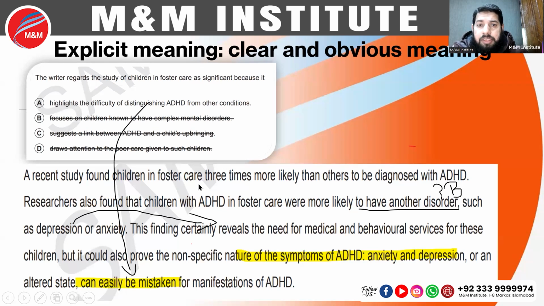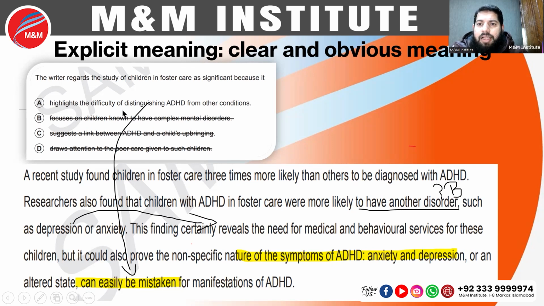Although it's a complex disorder, that's why they say it's significant. However, we go on to read this information. The finding certainly reveals the need for medical and behavioral services for those children, but it can also provide the non-specific nature of ADHD symptoms. Again, it's also a complex mental disorder that can be mistaken for a manifestation of ADHD.